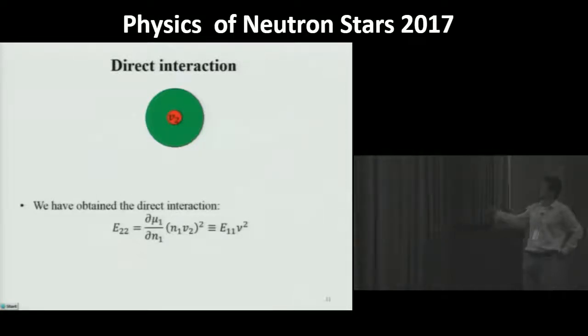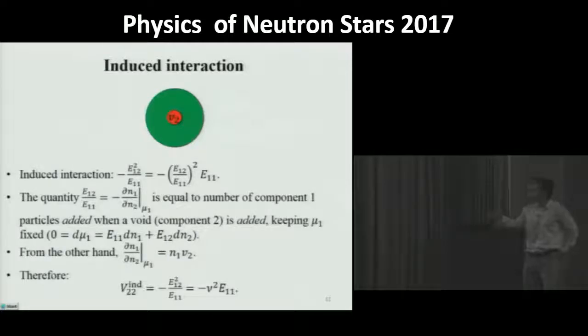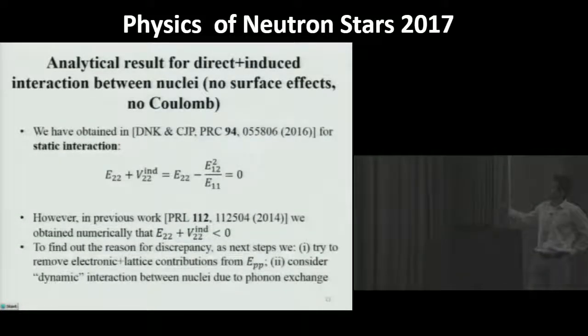So for the direct interaction, we obtain this quantity, and then for the induced interaction, I can go into details if you wish after the talk. We obtain the same quantity. So in conclusion, we obtain that if we neglect long-range force, we just get 0 for this. And then we wanted to find out the reason for discrepancy.